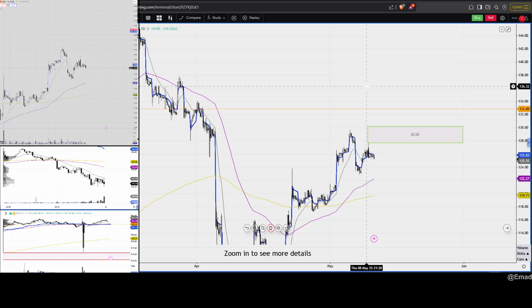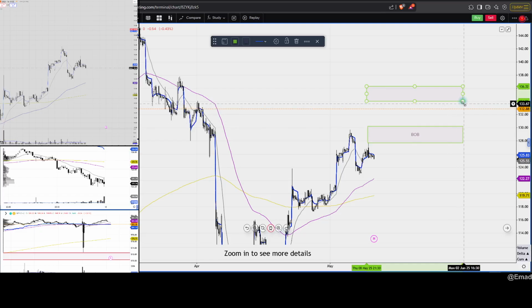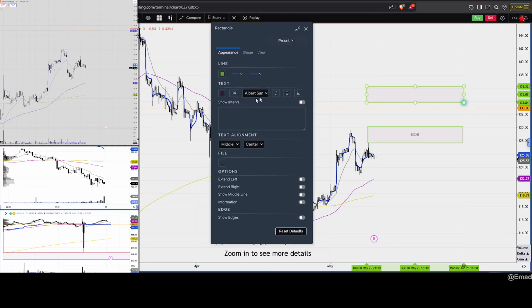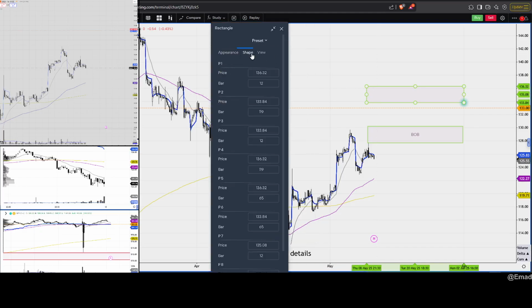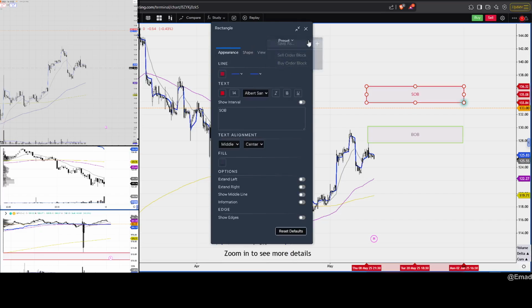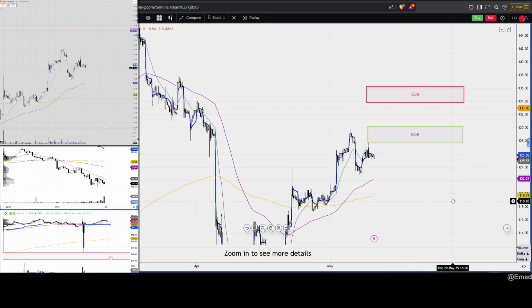I think 136. Yeah, 136 to this area to 134 is where I'm expecting resistance. Preset sell order block. Right, so these are my two areas in which I expect the price to move.